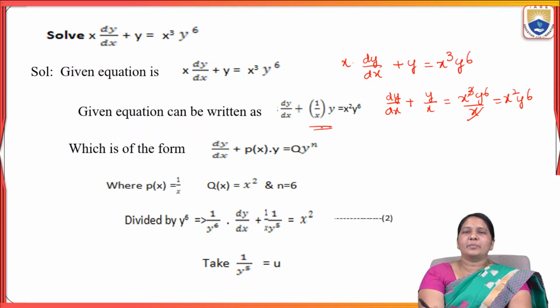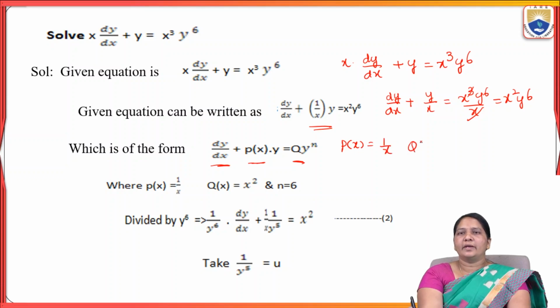So I am comparing this with the Bernoulli's equation form, dy by dx plus p of x into y equal to q into y power n. When I compare, we have p of x equal to 1 by x and q of x equal to x square, and y power n is there, so the n value is 6. These are the three values after comparison with the Bernoulli's differential equation.